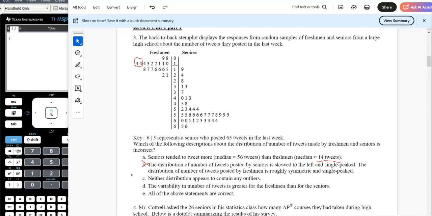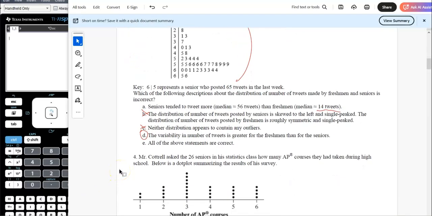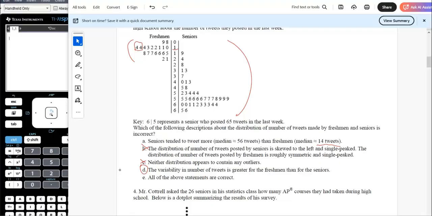Neither distribution appears to contain outliers. So certainly not freshmen. I don't think seniors. I mean, that seems correct, which is not what we want. The variability in number of tweets is greater for the freshmen than for the seniors. That's just silly. The freshmen, very low variability, a lot of variability for the seniors. So this has got to be the right answer. And so I think we can eliminate A now. That must have been correct.